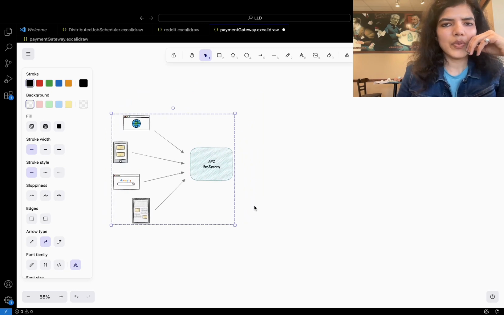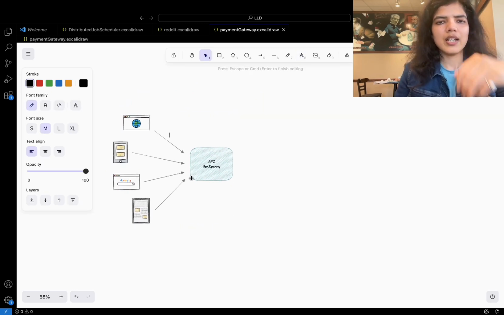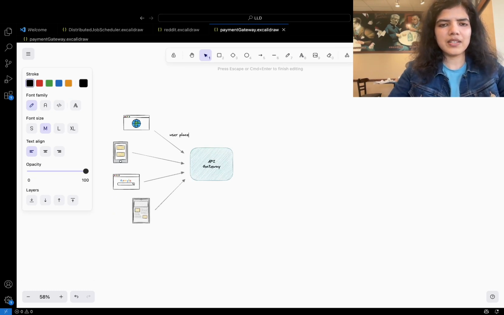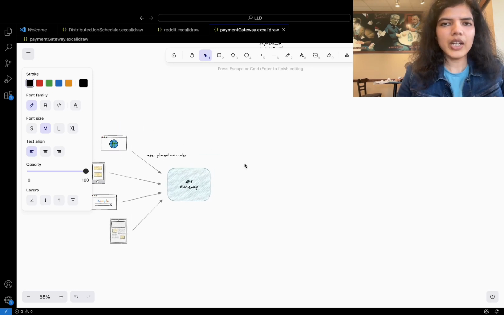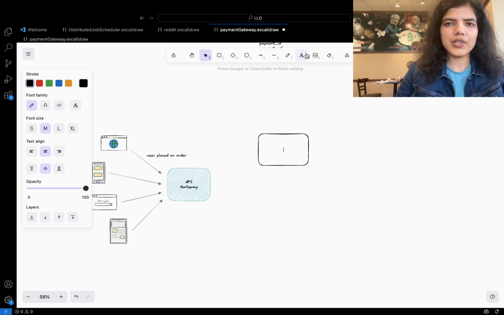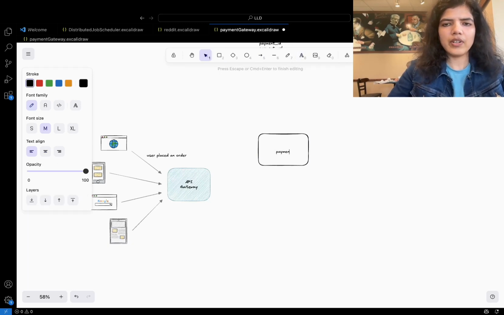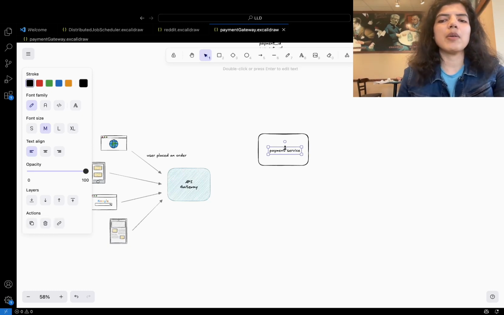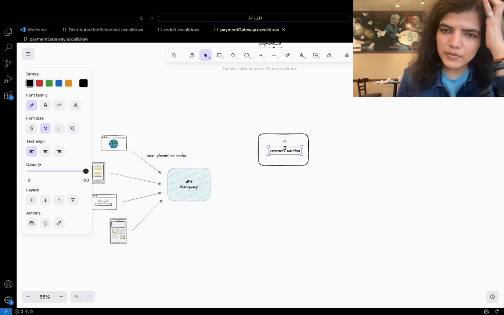From our API gateway, once the user places an order, it should go to the payment service. So I would go here and write a payment service. Now, what would be the task of the payment service? The basic task of the payment service is to authorize the user and see its risk identification as well, whether the user is a delinquent or not, and all that information.